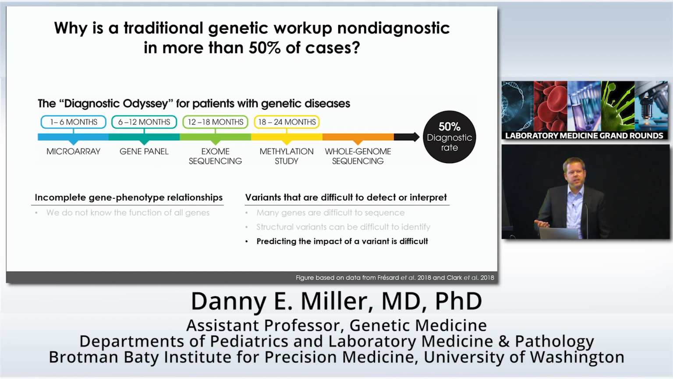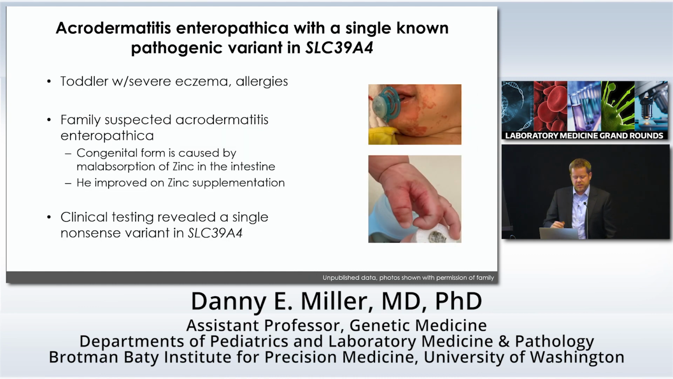And then finally, predicting the impact of a variant can be difficult. There are computational reasons for this. There are lots of reasons for this. Just as an example, this is a kiddo that we saw who, as a toddler, was diagnosed with severe eczema and allergies. This was the distribution of the eczema in this individual, and standard eczema treatments did not help. A lot of people have seen eczema, and this isn't the distribution that you expect.